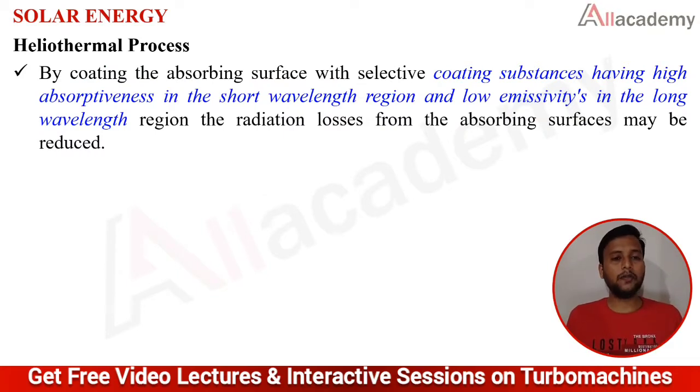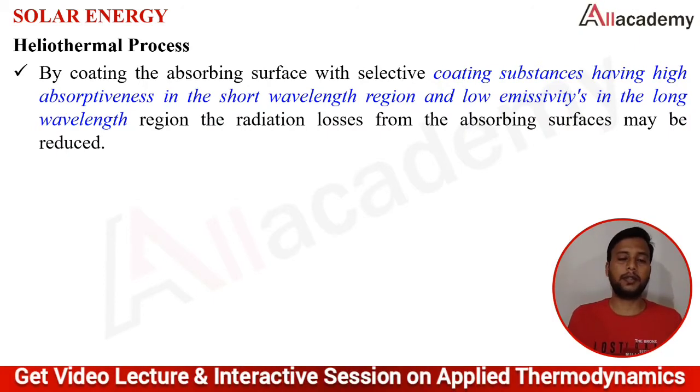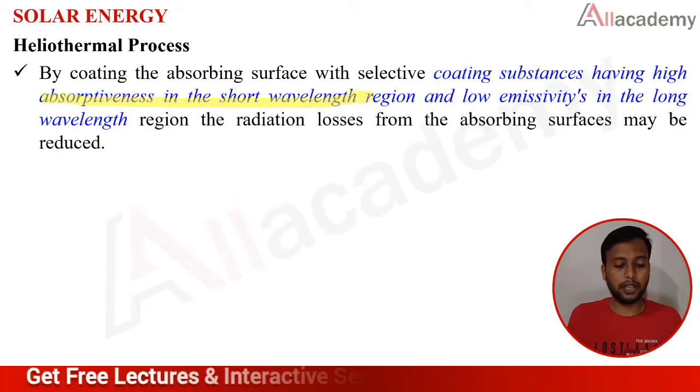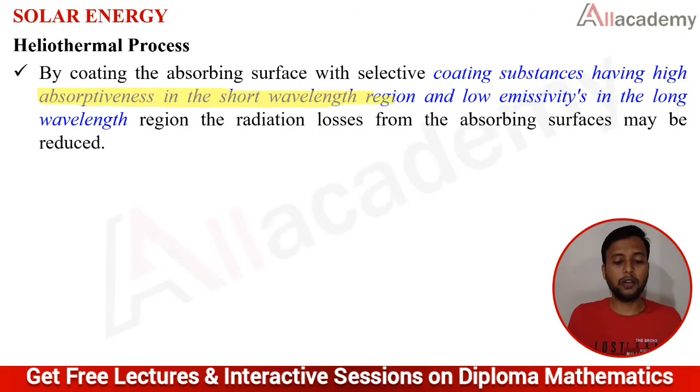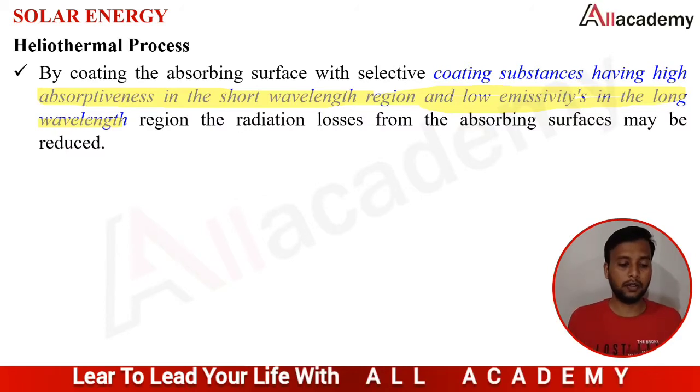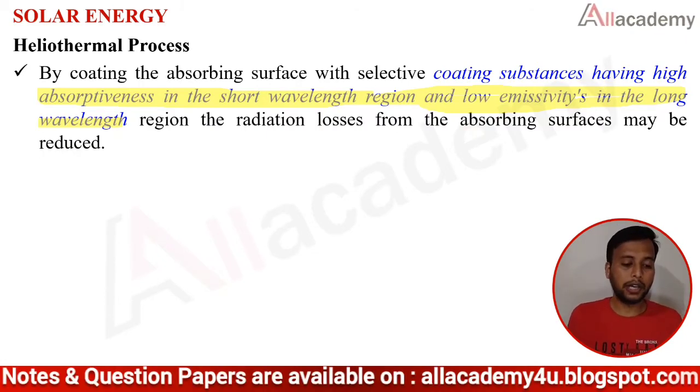Now, to avoid the losses, we coat absorbing surfaces with selective coating substances. To have more absorbing surfaces, we should coat surfaces which have a high absorptive capacity in the short wavelength regions and low emissivity in the long wavelengths. Such substances we need to use, and we need to coat them inside this box. In this way, the radiation losses from the absorbing surfaces may be reduced. By doing this coating, we can reduce the radiation loss.